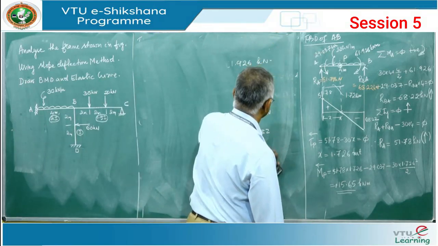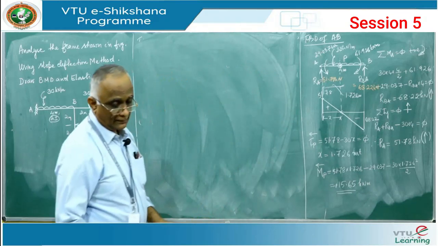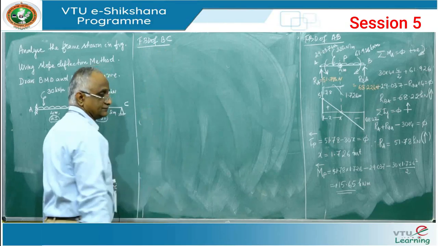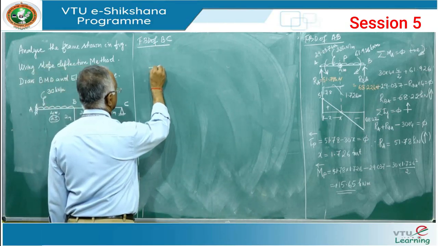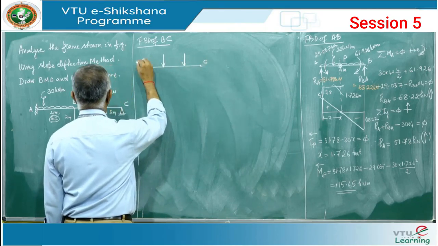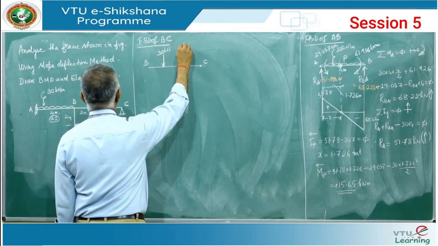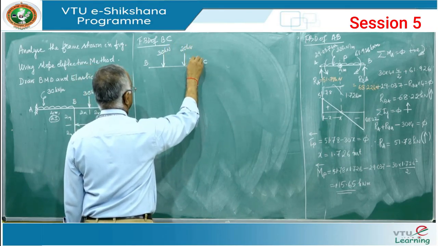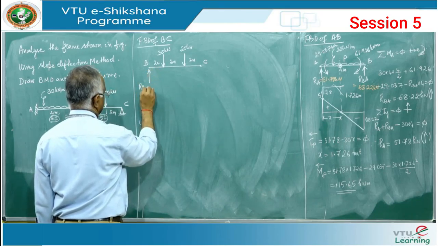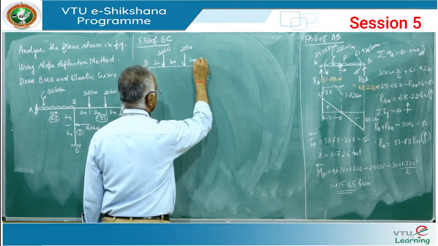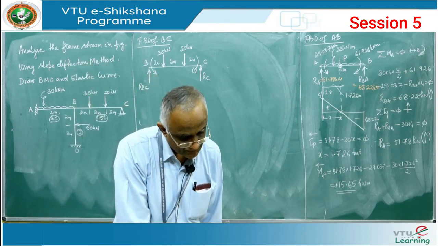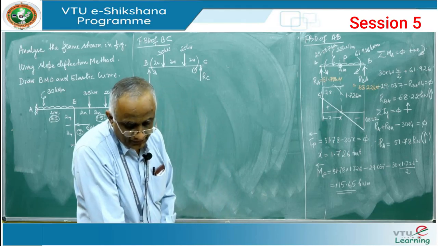Let me find out for the other two spans also on the same lines. Free body diagram of BC. BC is again a horizontal member with two concentrated loads of magnitude 30 kilonewton and 20 kilonewton. Let me put the reaction here as RBC, the partial one again. Here it is complete, MCB is 0, whereas MBC is 42.889.